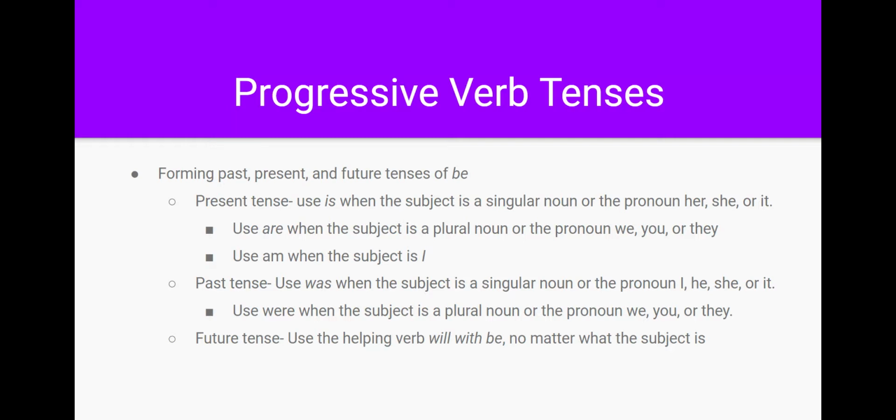That's if you want it in present tense. If you want it in past tense, you need to use the word was when the subject is a singular noun or the pronoun I, he, she, or it. You're going to use the verb were when the subject is a plural noun or the pronoun we, you, or they. If you want it to be in future tense, you are going to use the helping verb will with the word be, no matter what the subject is.